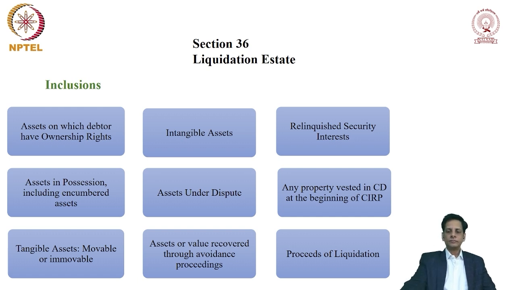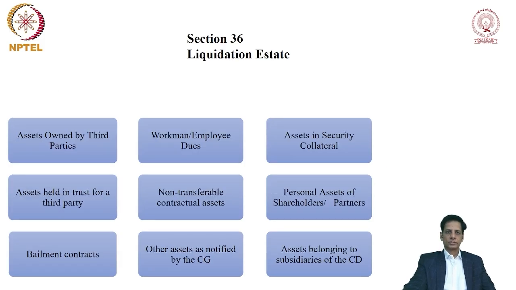This is important. Then obviously the next question is, what are the exclusions which cannot form part of the liquidation estate? These are the exclusions. First one, obviously logically, assets owned by a third party, though they are in possession of the CD, cannot actually be part of the liquidation estate. Those should be returned to the third parties. Workmen's dues like provident fund which is accumulated, which is not paid to the employees, if it is lying in your bank accounts, cannot be treated as an asset of the company. It has to ultimately go to workmen and employees, hence that will not form part of the liquidation estate.